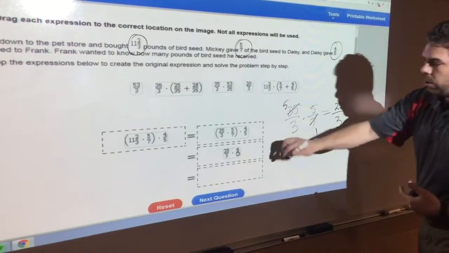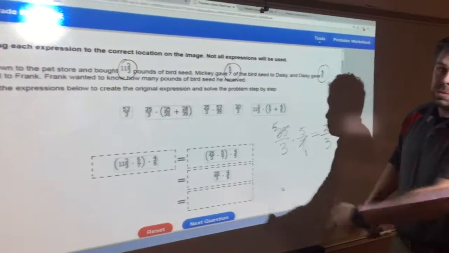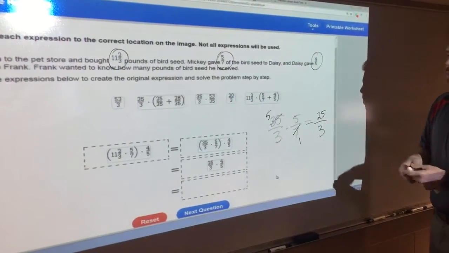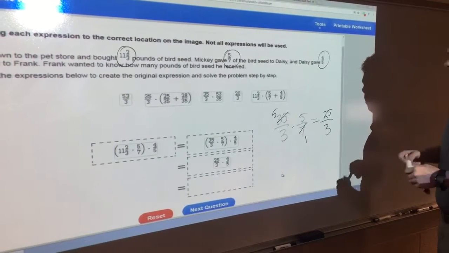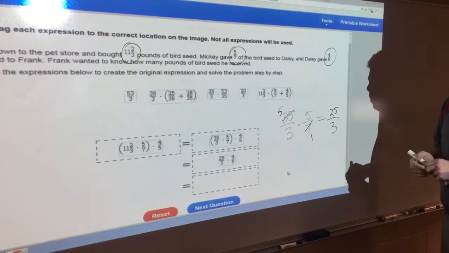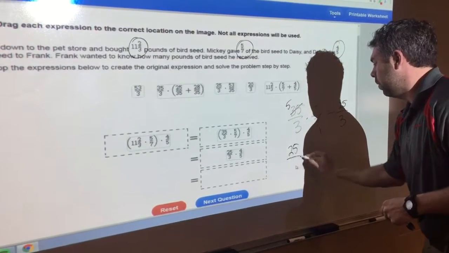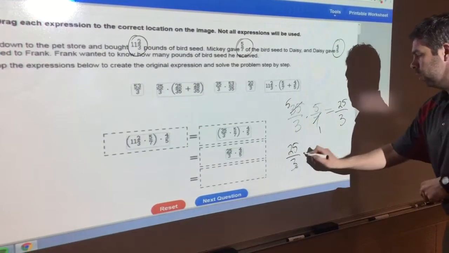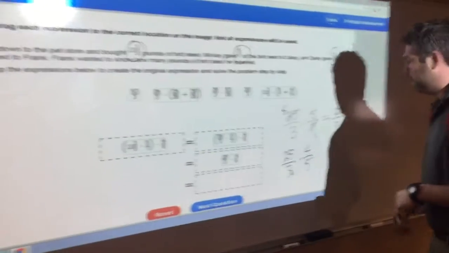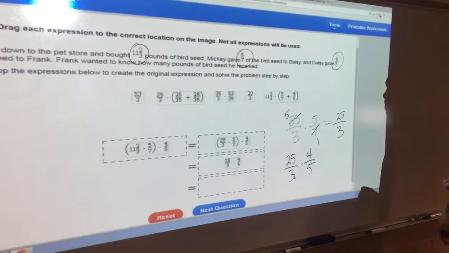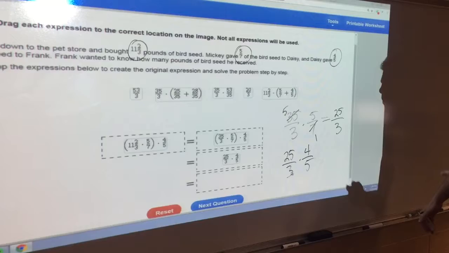Now I need to do that work, 25/3 times 4/5. So again, they're already set up as fractions. I need to just multiply straight across. If I want to cross cancel again, I can. So 25 over 3 times 4 over 5. If you multiply the numerators, multiply the denominators, you'll have to simplify a little bit.